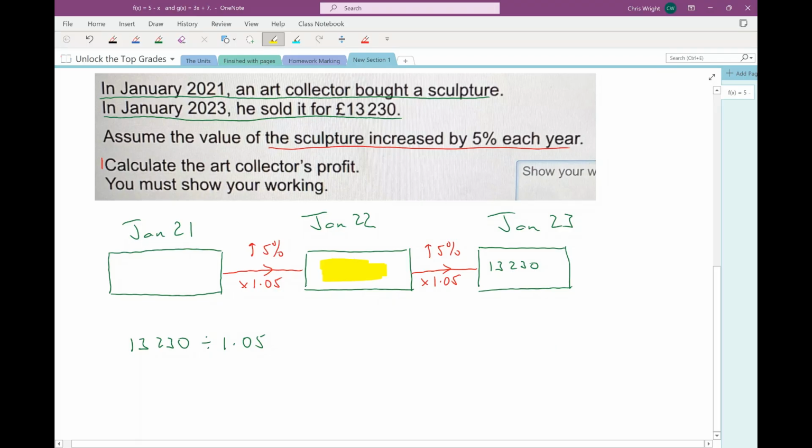Now, we don't, of course, really have to work that out, but let me work it out on my calculator. 13230 divided by 1.05. So the value here for the record is 12600. So I'm going to get that and divide it by 1.05 again to work out the initial value of the painting in January 21. Gives me the answer 12,000. So that is the initial value of the painting.